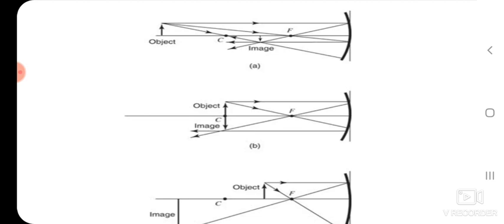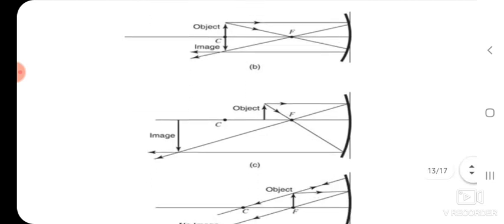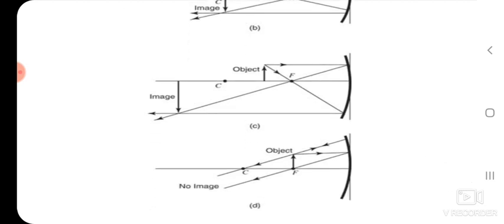Third one, the distance in between f and 2f. And the last one, the distance at capital F.